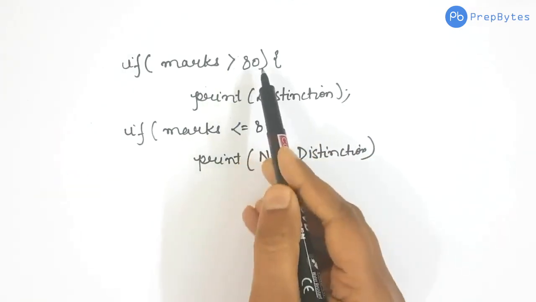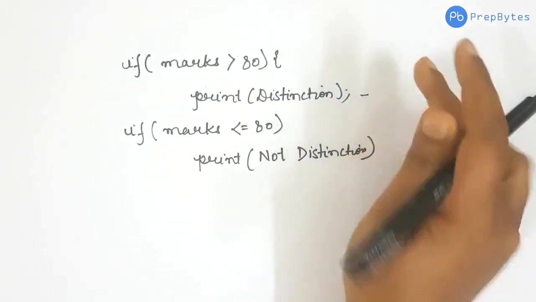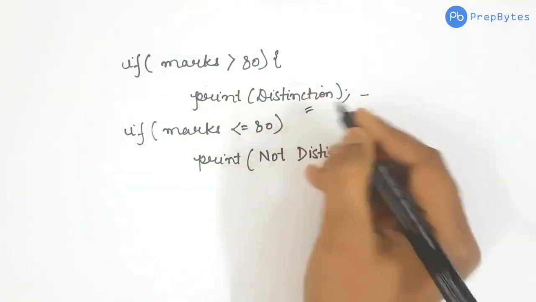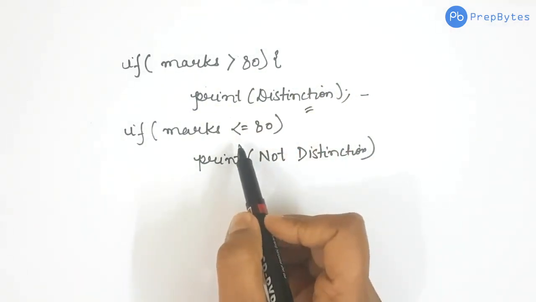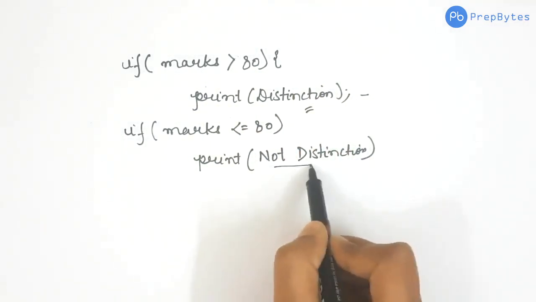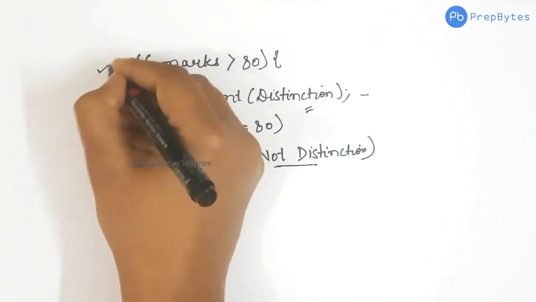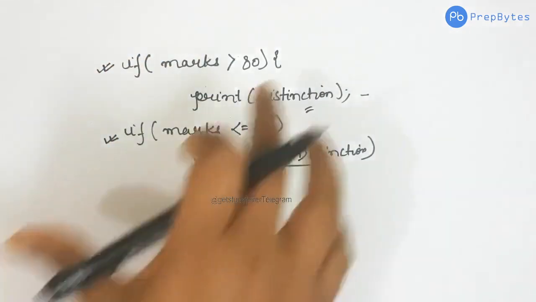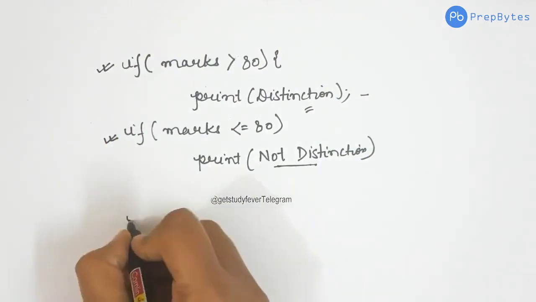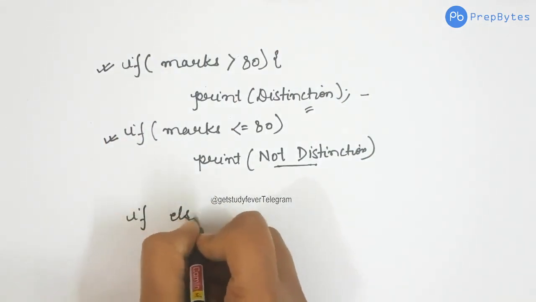So if marks is greater than 80, what are we doing? We are doing System.out.println distinction. If it's less than or equal to 80, I am printing not distinction. So I am having two if statements. An alternate to this is the if else statement.